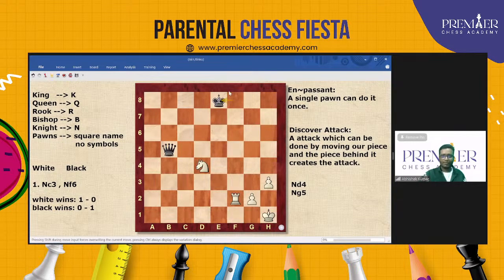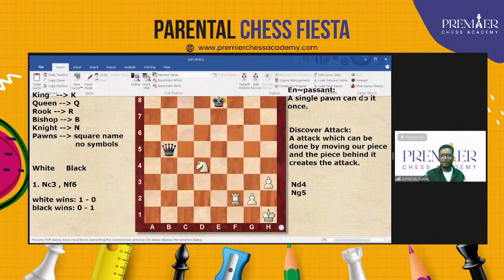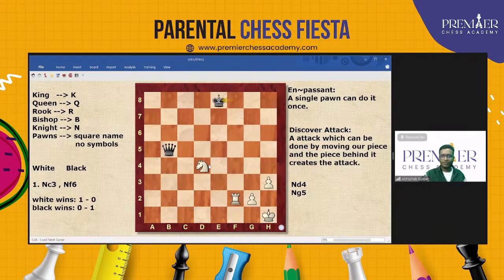Okay, let's talk about a different position. Are there any doubts in discover attack, anyone? No. Okay, awesome. So let's talk about a different puzzle. For this puzzle, I want everyone to answer me in the chat. So everyone, please open your chats and please answer me.